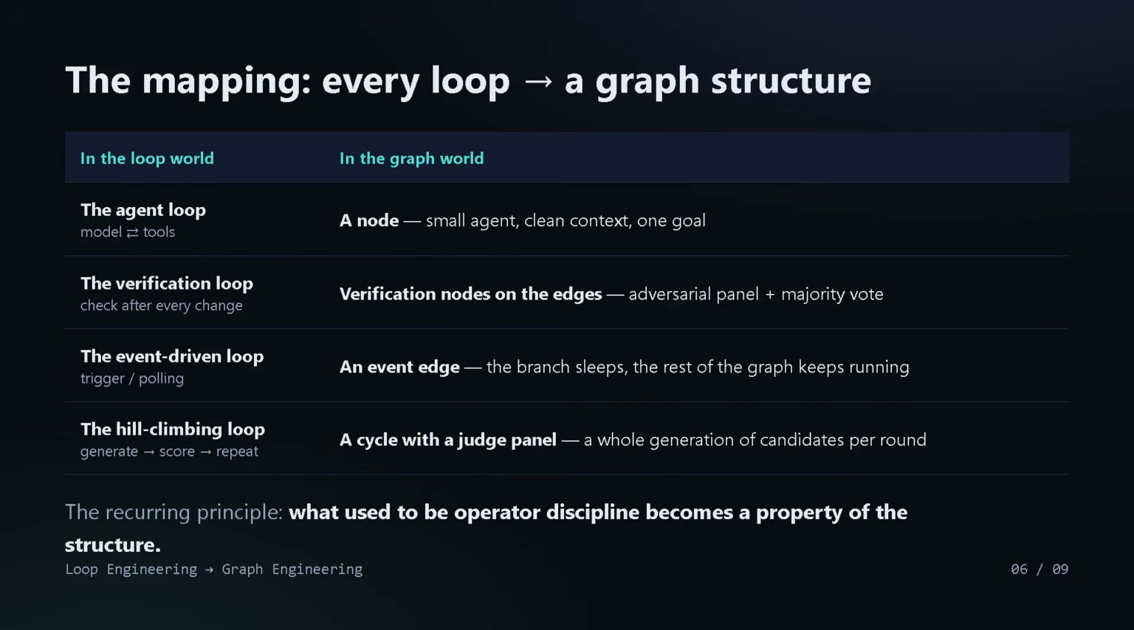And here is the mapping. The agent loop becomes a node. The verification loop becomes verification nodes sitting on the edges, including an adversarial panel, several independent checkers, and a majority vote. The event-driven loop becomes an event edge, waking the branch when something happens outside. And the hill-climbing loop becomes a cycle with a judge panel, a whole generation of candidates every round. The recurring principle: what used to be discipline becomes structure.